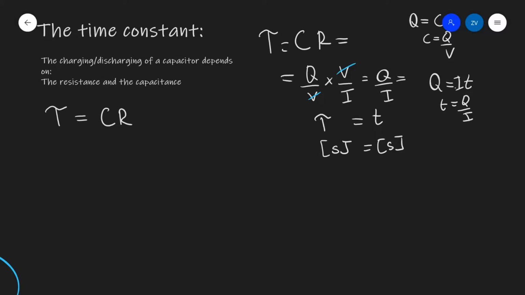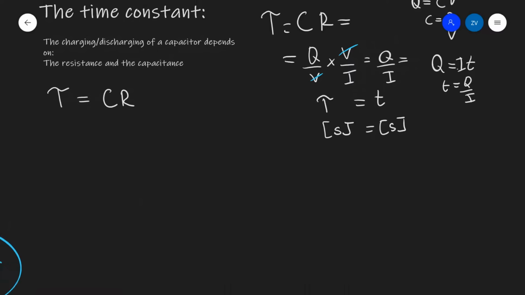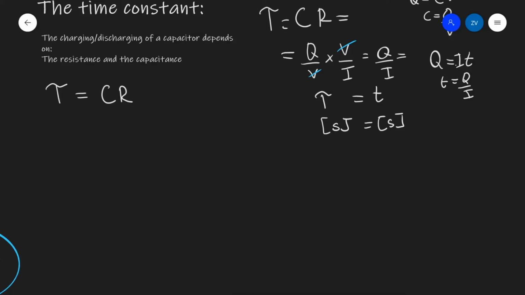What happens at time equal to the time constant? This seems to be a special time. So in fact, let's calculate the PD at time equal to the time constant. So I'm just going to write down my exponential equation. V is equal to V naught e to the minus t over CR.